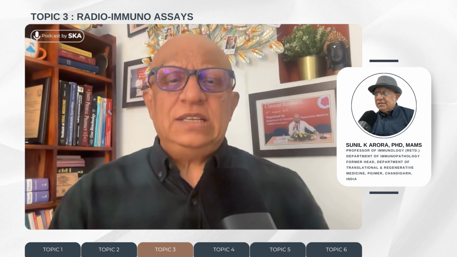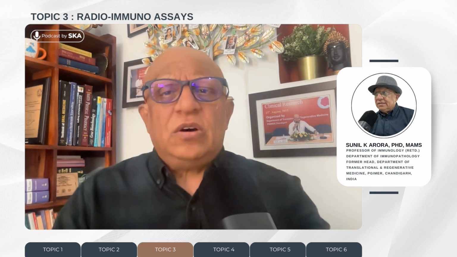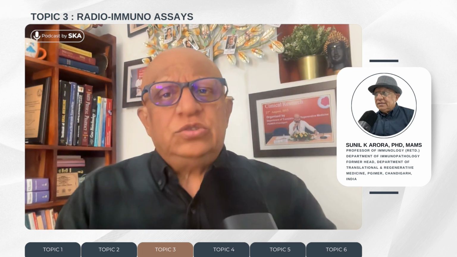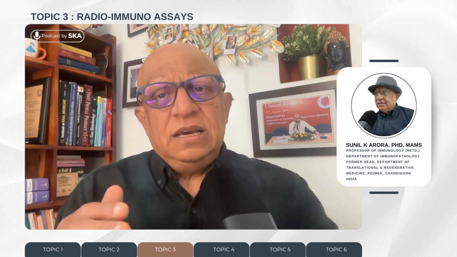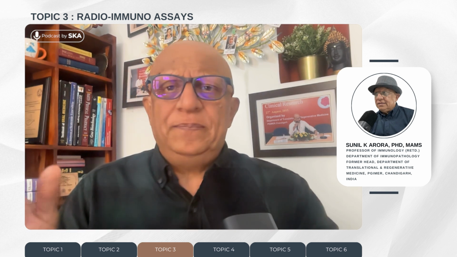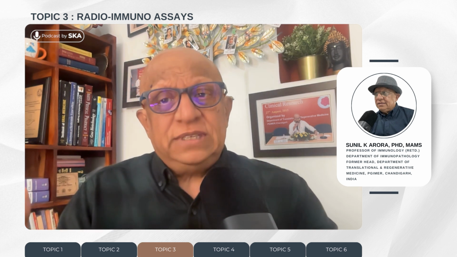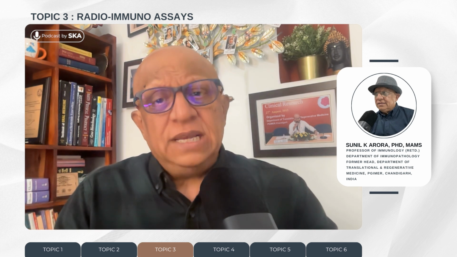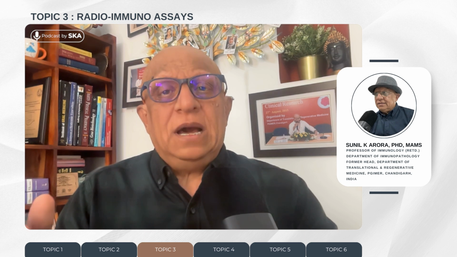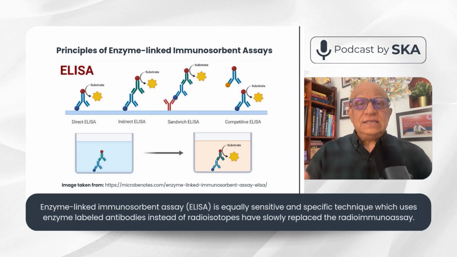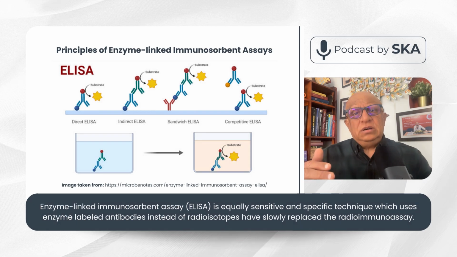So there has been a quest for replacement of all these kind of techniques which use radioisotope, just to eliminate the health hazard part of it. So the most amazing techniques which have come up and which are trying to replace these are the enzyme linked immunosorbent assays. And in this, instead of using radioisotope label, we use enzyme labeled antibodies.